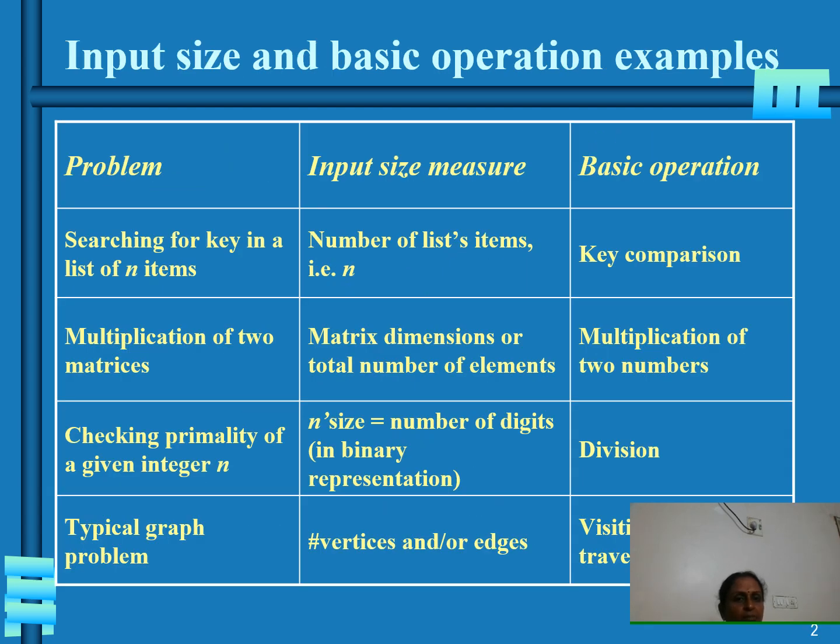These are some examples of problems, their input size, and their basic operation. For example, if you consider searching for a particular key in a list of items, the input size parameter is the number of items in the list. The basic operation is comparison. For multiplication of two matrices, the input size is the order of the matrices or the total number of elements. The multiplication is going to be the basic operation.